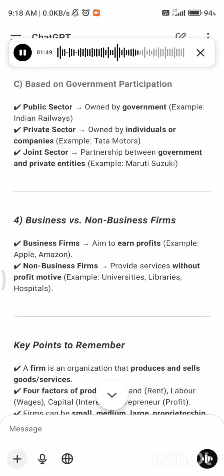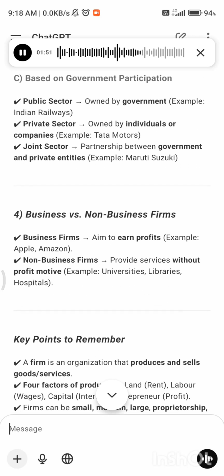C. Based on government participation. Public sector, owned by government, example, Indian Railways. Private sector, owned by individuals or companies, example, Tata Motors. Joint sector, partnership between government and private entities, example, Maruti Suzuki.